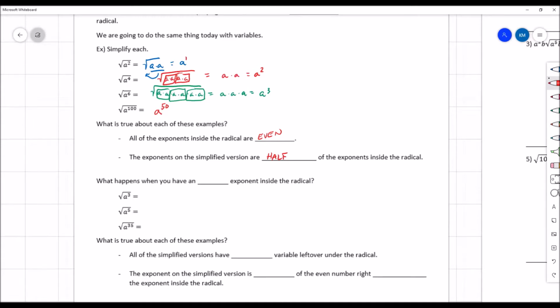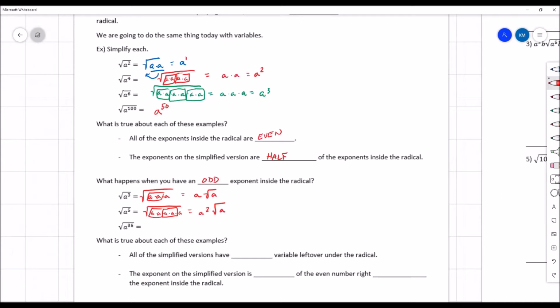What happens when you have odd exponents inside? Let's look at it. We have a to the 3rd, that's a times a times a. So we have 1 pair of a's and 1 remaining. A to the 5th, a times a times a times a times a. We have 2 pairs of a's, so a squared, and 1 a without a pair.